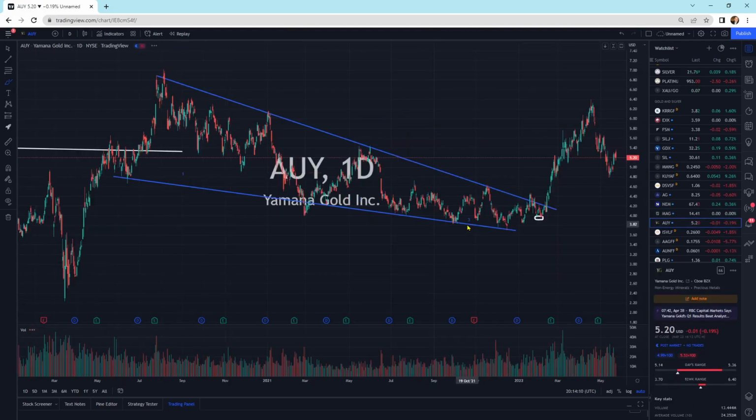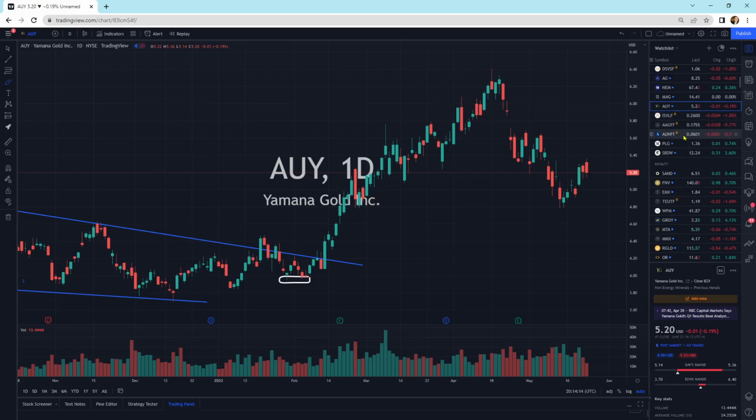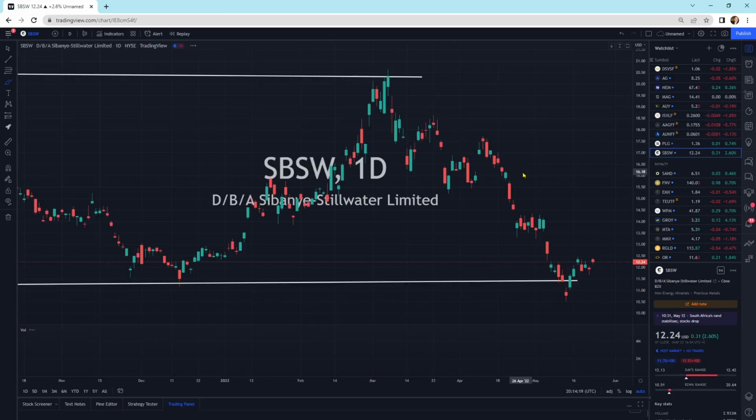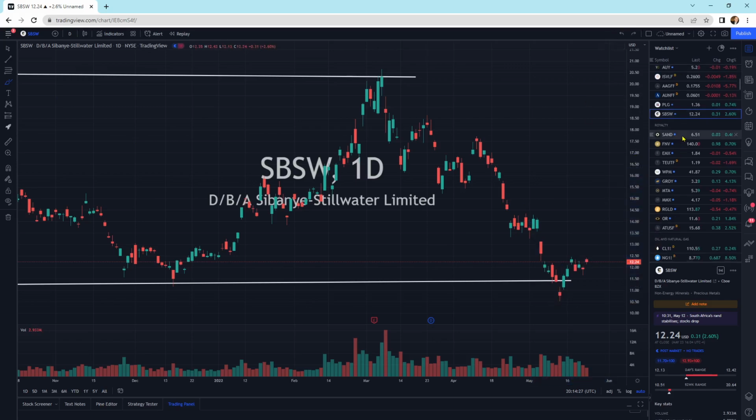The amount of gold, just selling off a little bit. I'm going to skip through these other ones here, these small guys. PLG moving sideways for the most part. Siboney Stillwater still moving sideways. This does look a lot better. I've seen these patterns where they kind of get like this V bottom, then take off. And hopefully that's the case.